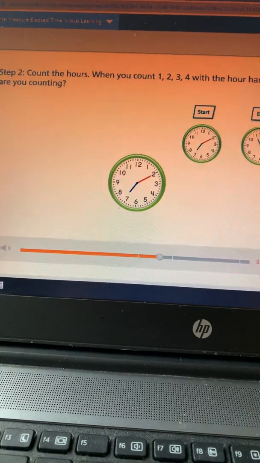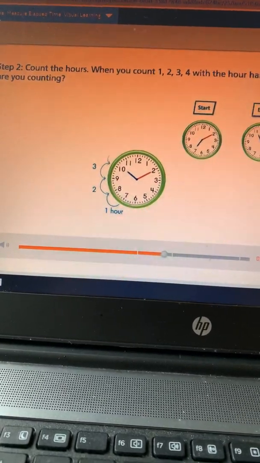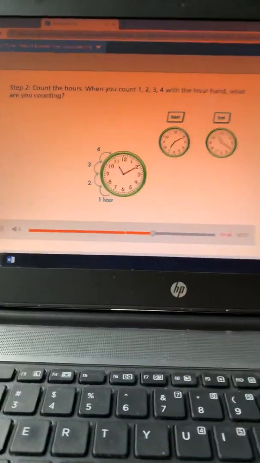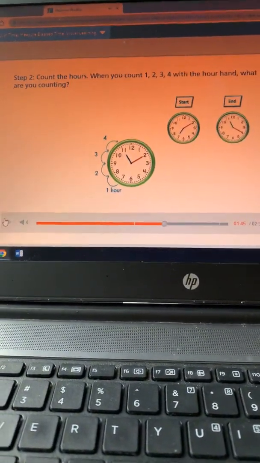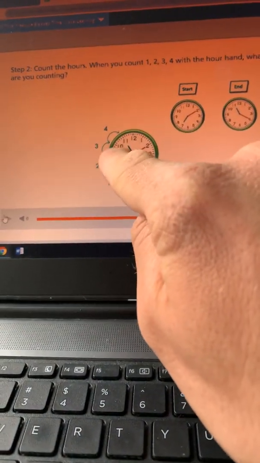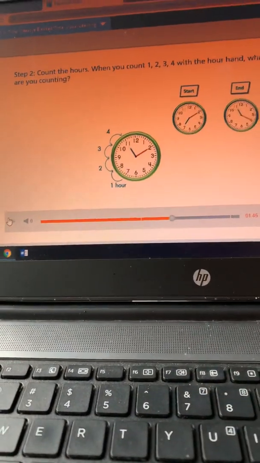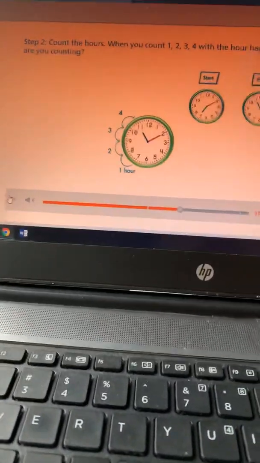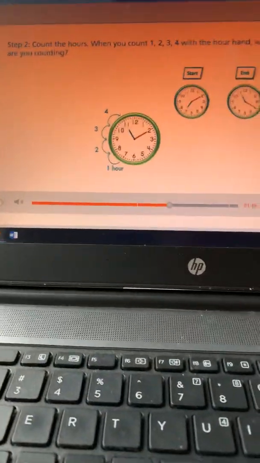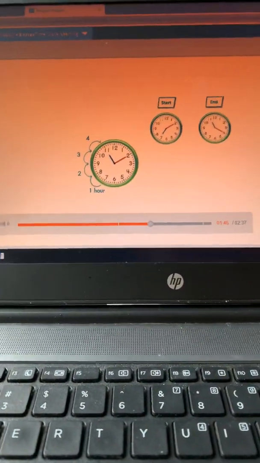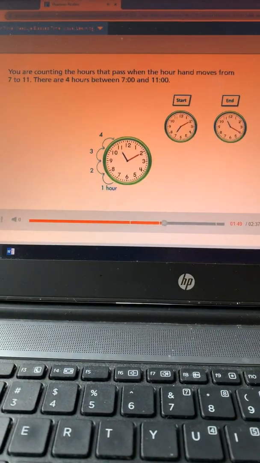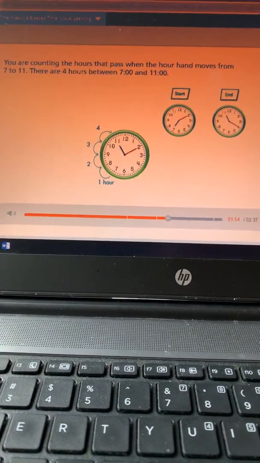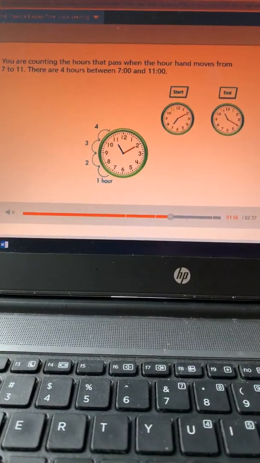Step 2. Count the hours. When you count 1, 2, 3, 4 with the hour hand, what are you counting? So when the hour hand moves, it goes from 7 to 8 to 9 to 10 to 11. When the hour hand moves, we're counting hours. When the minute hand moves, guess what? We're counting minutes. Very good, Natalie. You are counting the hours that pass when the hour hand moves from 7 to 11. There are 4 hours between 7 o'clock and 11 o'clock.